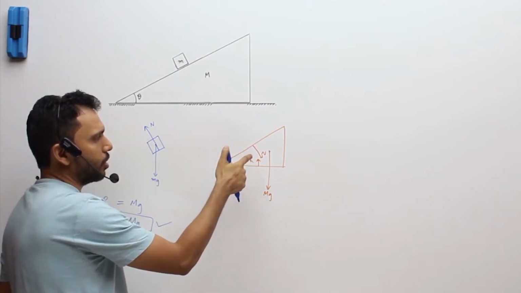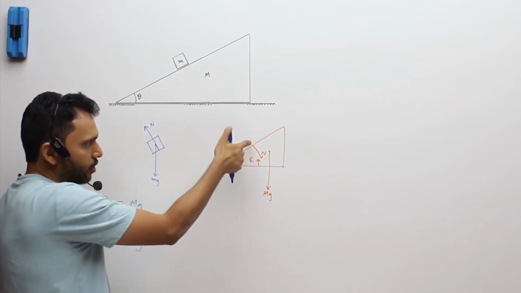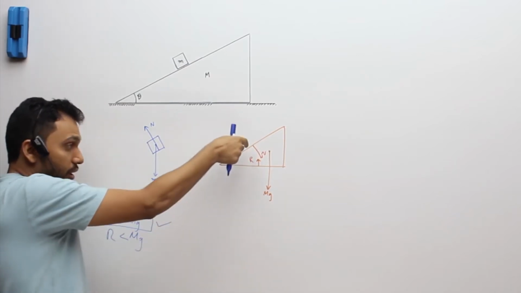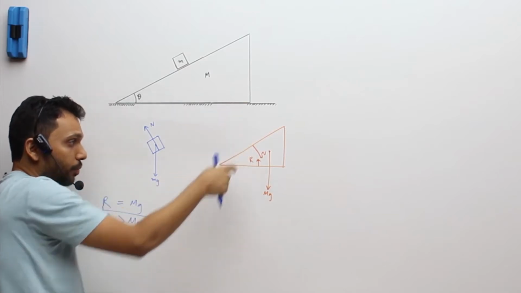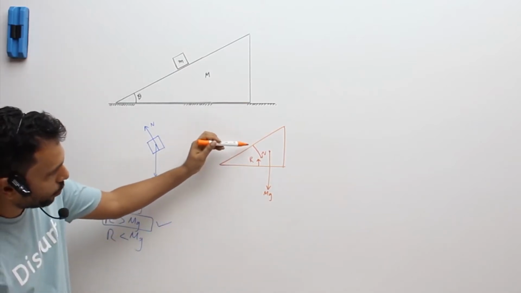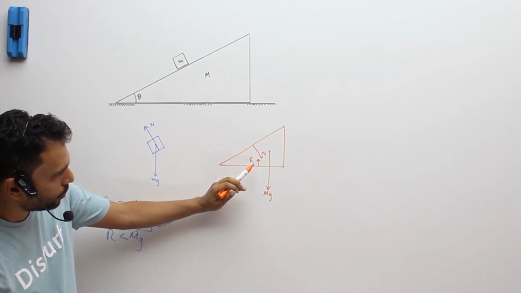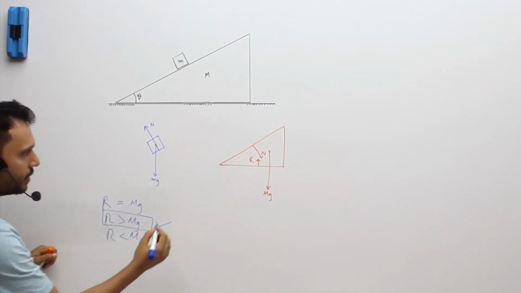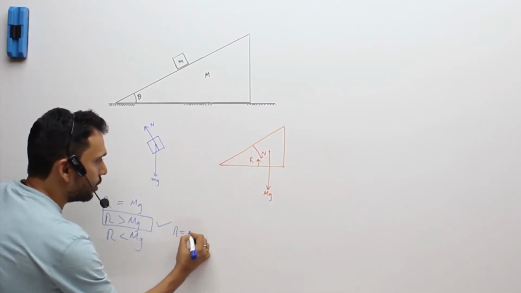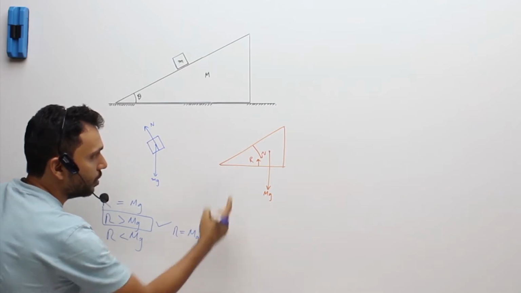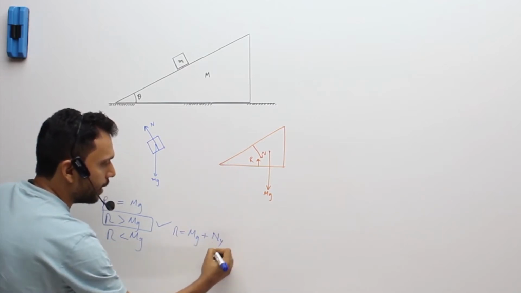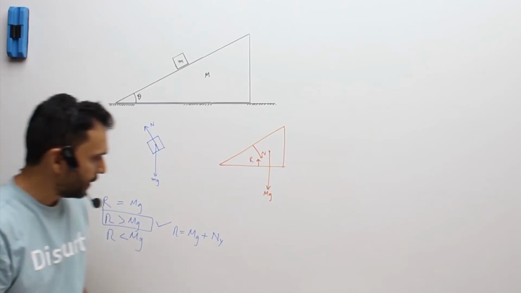Because R is counterbalancing mg as well as the vertical component of the normal reaction. This normal reaction has a vertical component, and R is responsible for taking care of both of them. That means your R is equal to not only mg plus the normal reaction's vertical component.